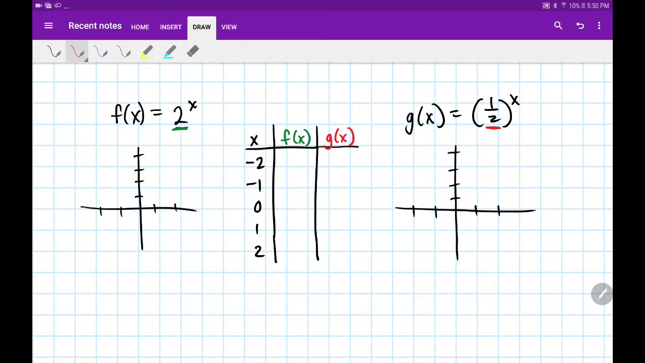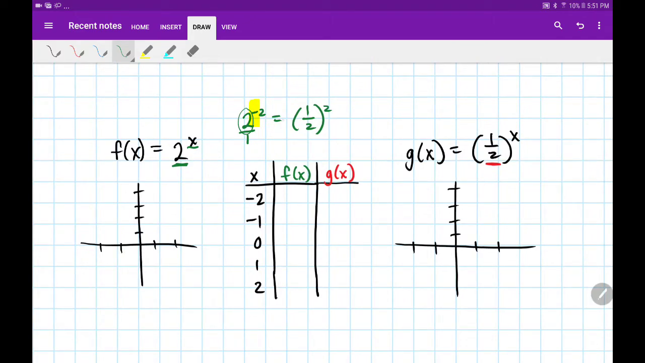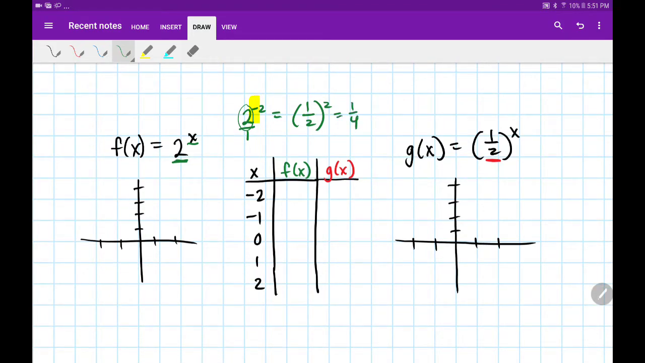Let's plug in some points for x and see what we get for our graphs. So on the left side, I'm going to plug in -2. So I'm looking right here. I'm going to plug in -2 for x. So 2 to the -2 power is really, remember, negative exponent means take the reciprocal of the base. Basically, since my base was 2, technically that's 2 over 1, the reciprocal would be 1 over 2. And so this is equivalent. 2 to the -2 is the same as 1/2 to the power of positive 2, which is 1/4.